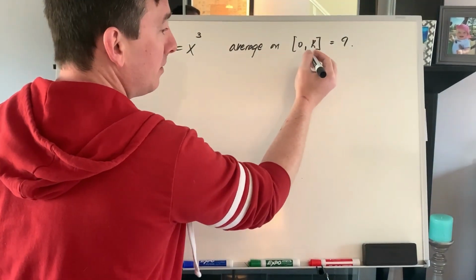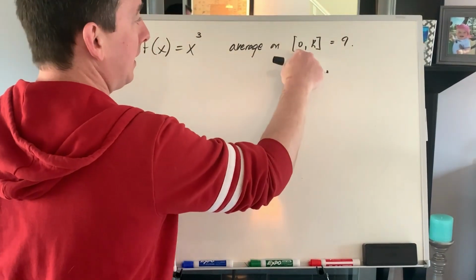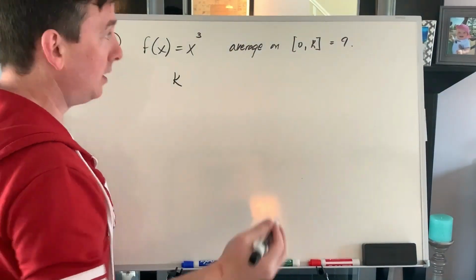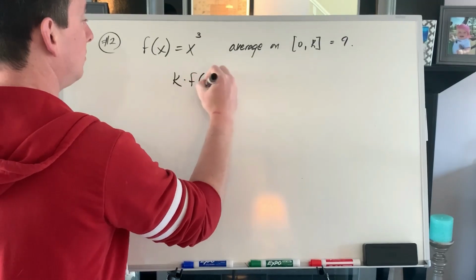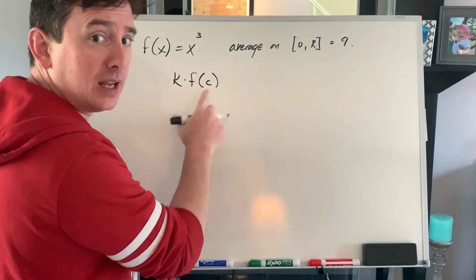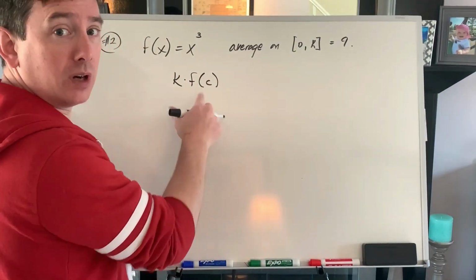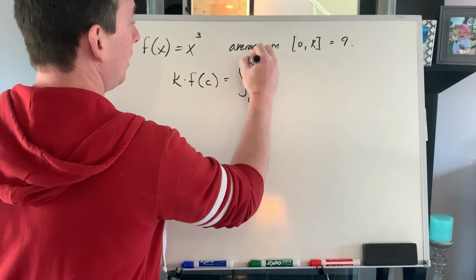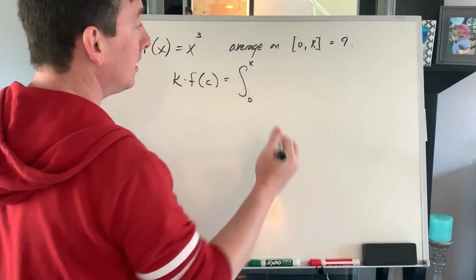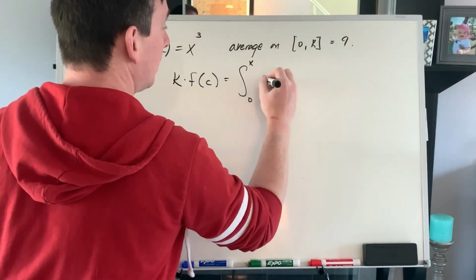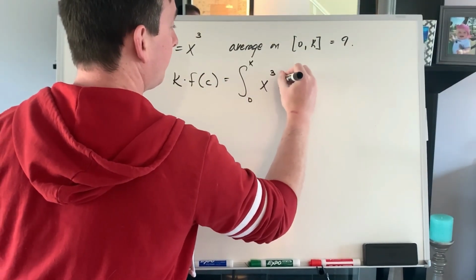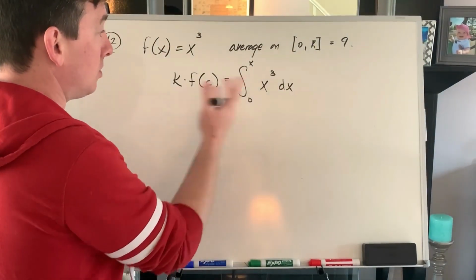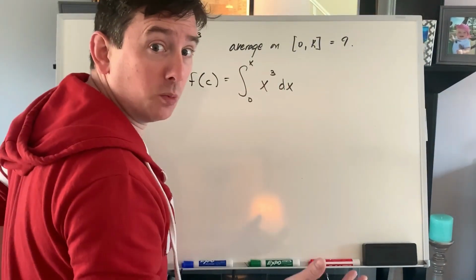We're going to set up the area of a rectangle going from 0 to k, so it's just k units wide. And it is still f of c units high, which is what we're solving for. F of c is going to be the average value, and we'll set that equal to the integral from 0 to k of our function x cubed. So let's just solve for f of c like we normally do.